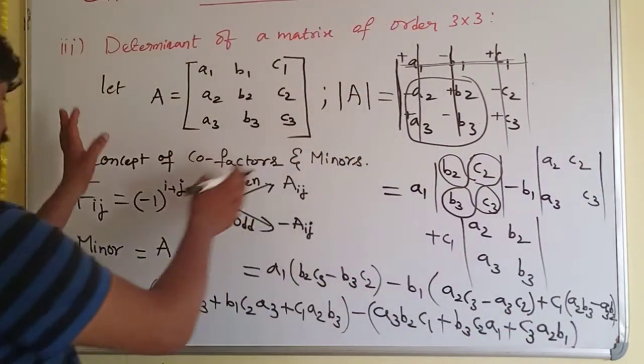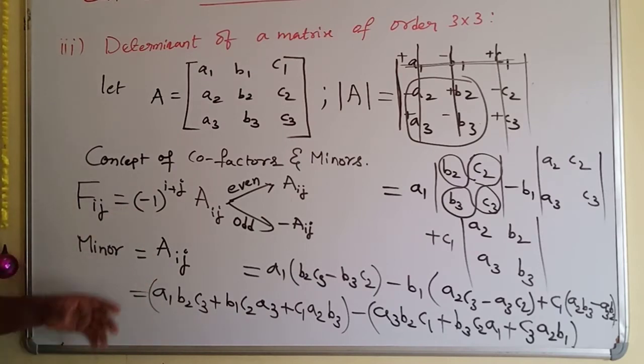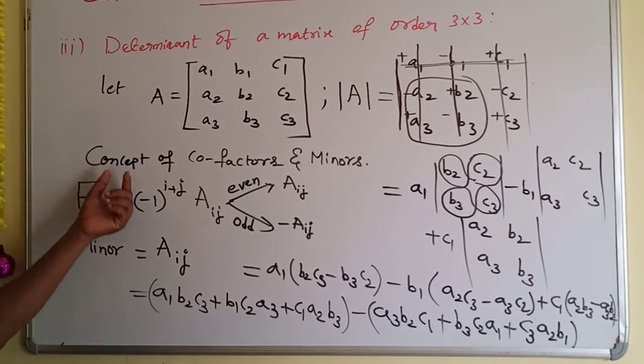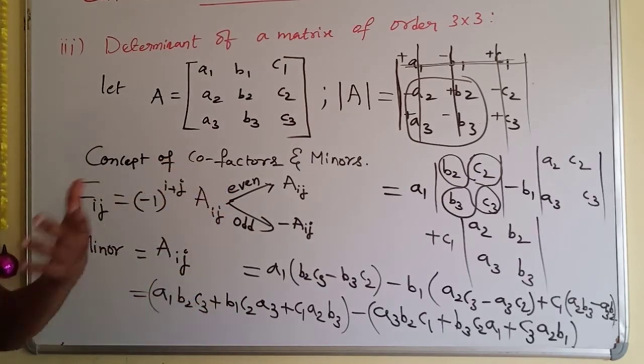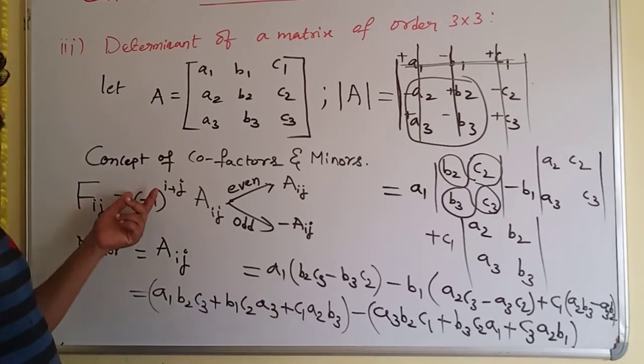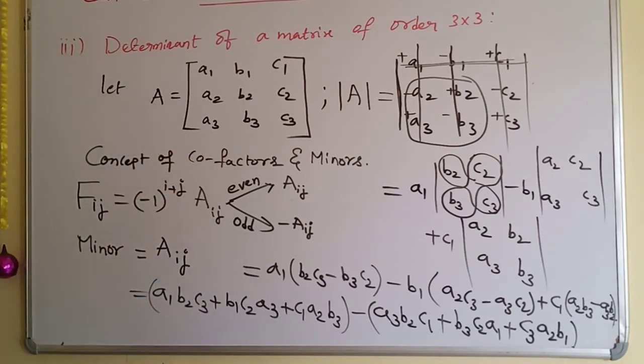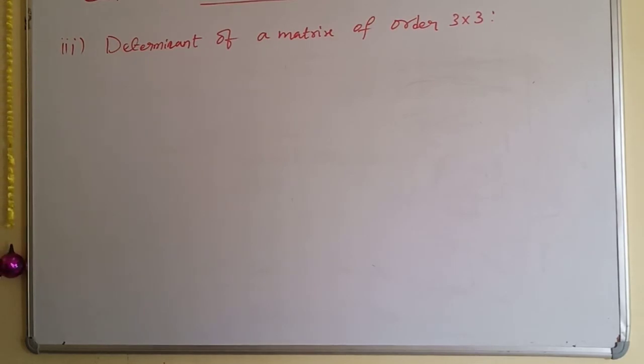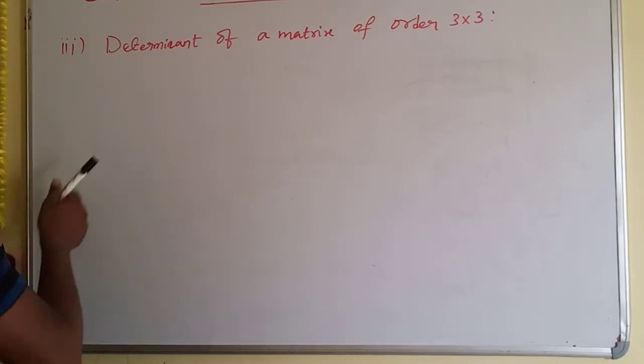This you are going to get. Okay, this is about that, and anyhow I'll write in the form of cofactors and minus, then you can understand a little more clearly how these minus symbols came and those out. Same answer again we are going to get by using the cofactors and minus. Okay, so let me see how it is. So now let me check the cofactors form method.